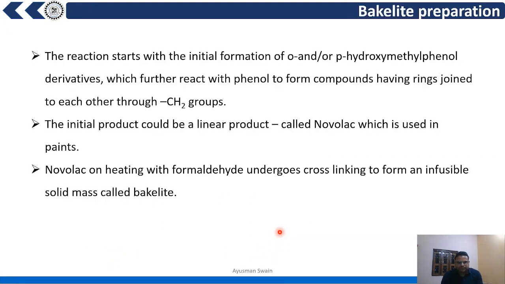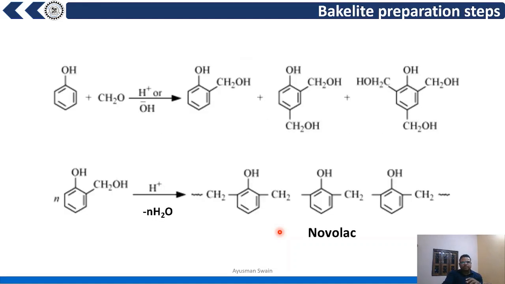Now coming to its preparation, and directly already you know what are the steps. Directly you can go to the reaction. First, phenol plus formaldehyde in acidic or basic medium. It will give ortho and para products. In phenol, you see in ortho position there is a CH2OH and para position also CH2OH. After this substitution, you take selectively this product again in acidic medium.